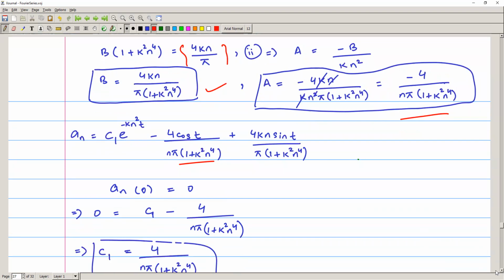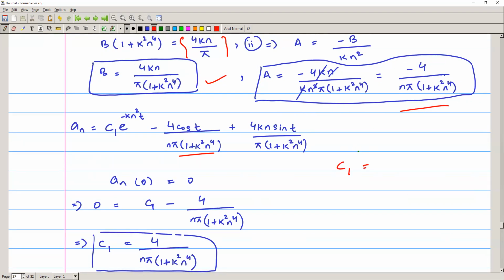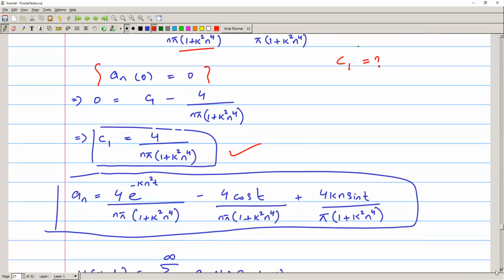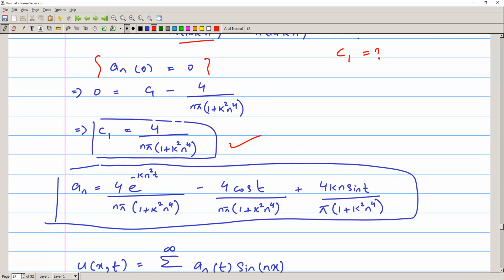Now we'll apply the initial condition to find C1. For C1, we are going to use the condition we already formulated, that is equal to 0. Therefore, C1 will be equal to this one, right? Because sine of 0 is 0 when we apply 0 for t, and cosine t is 1, so this will be negative 4 over n pi times 1 plus k squared 4. Therefore, we will get C1 equal to 4 over n pi times 1 plus k squared 4. All right, so now the final solution is generated for a_n, that is this function.